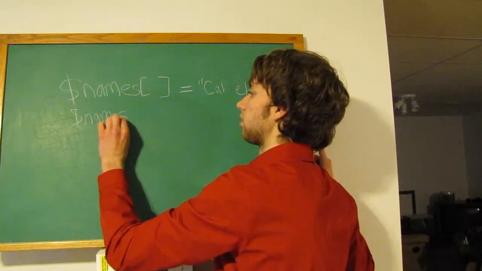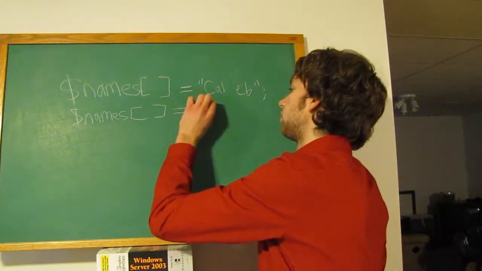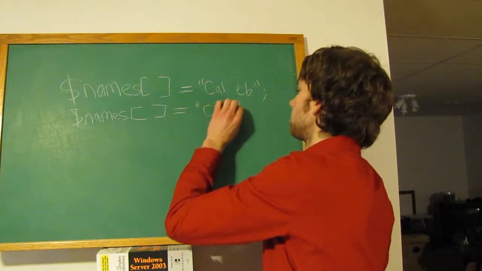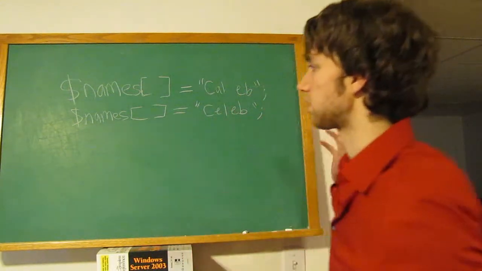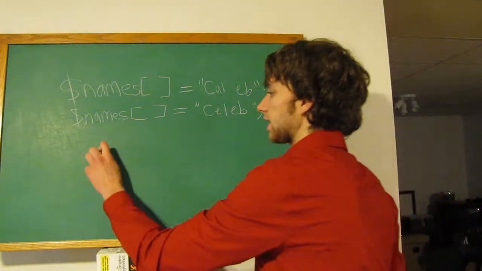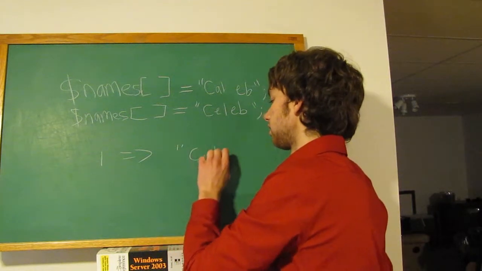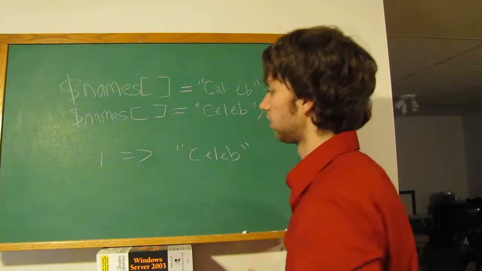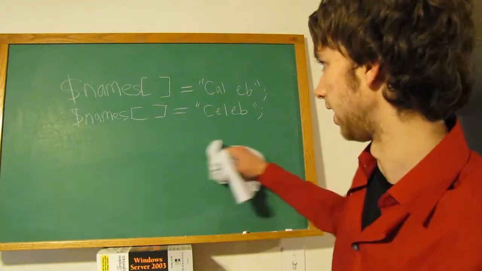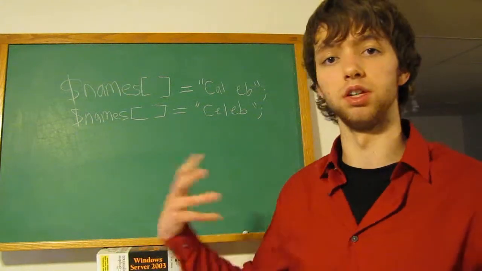Names, square brackets, equals Caleb. Alright, so now the second thing within our array has the key 1, and it points to the string Caleb. Makes sense? This is not going to override the original value. It's going to add to the array.